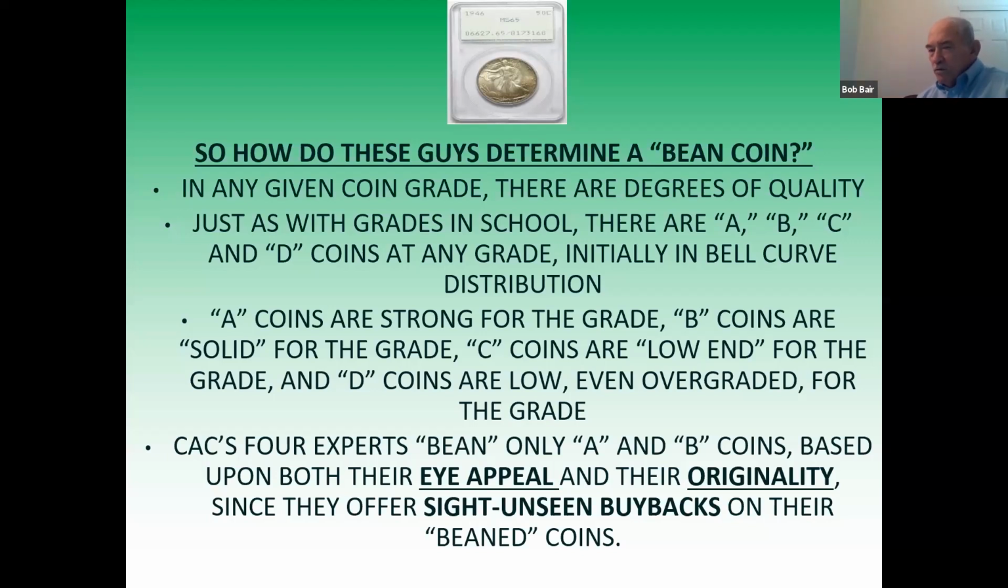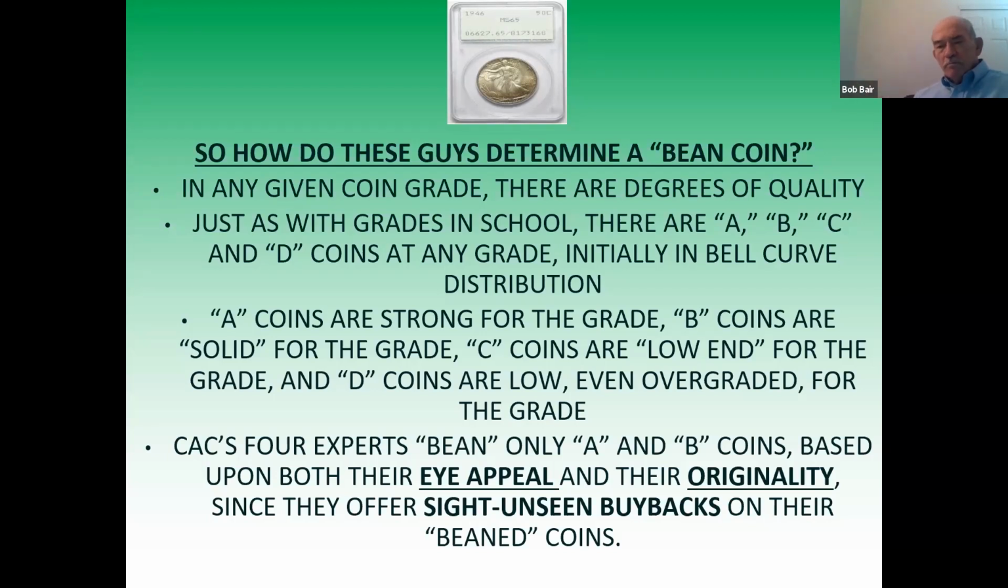All right, so what do those letters mean? Well, A coins are coins perceived by the four evaluators as being strong for the grade. B, solid for the grade. C, low end. They just squeaked in, just made it. D coins are low for the grade, even overgraded for the grade. All right, those four guys only want to put their endorsement on A and B coins.